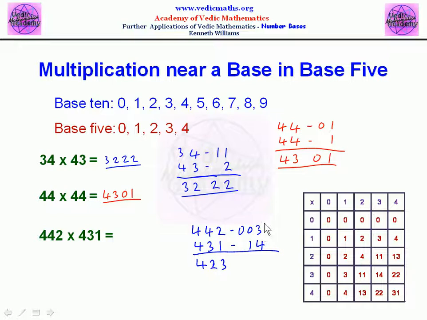And now we've got to multiply 3 times 14. So 3 times 4 is 22. Put down 2 and carry 2. 3 times 1 is 3, and 2 is 10. I am allowed to put both those figures down because I've got 3 figures on the right hand side. So there's the answer, 423, 102.